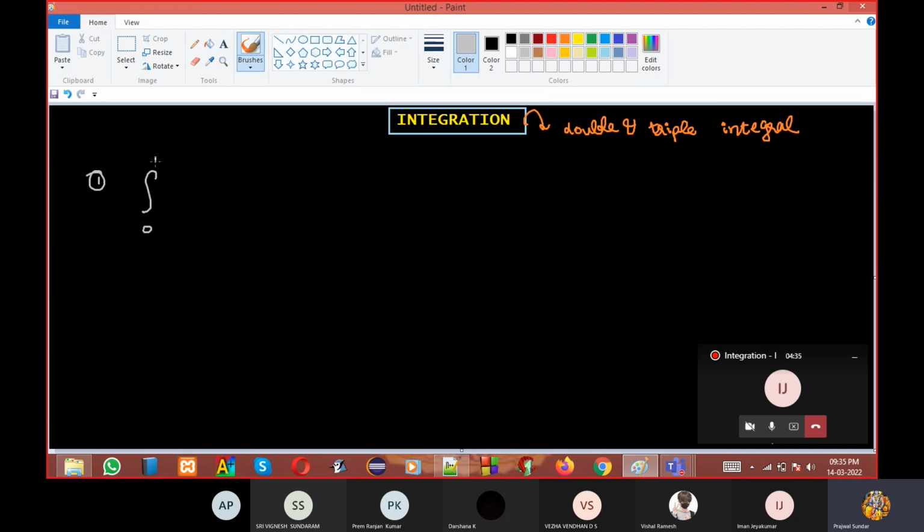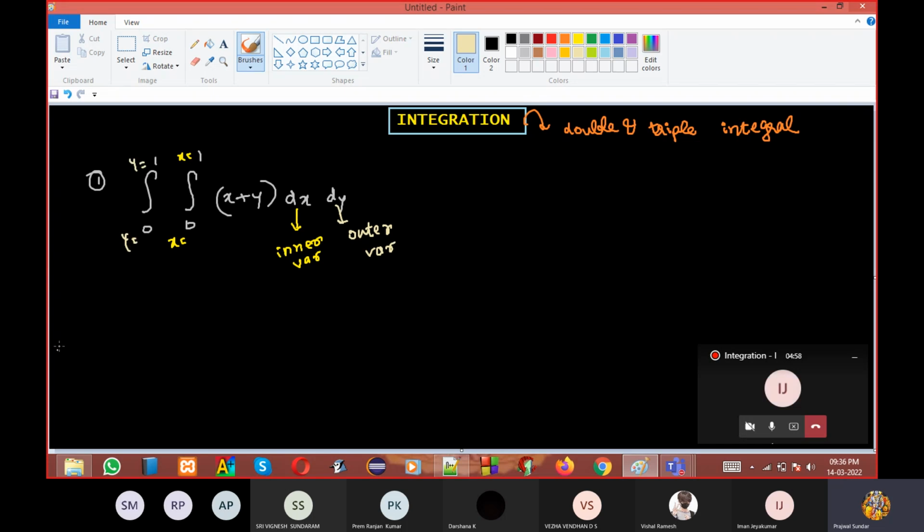So suppose I'm doing the integral from 0 to 1 of (x plus y) dx dy. What you should understand is that this is the inner integral, the inner variable. So these are the limits for the inner variable, remember that. And this is the outer variable. So these are the limits for the outer variable. And when you are integrating the inner variable, keep the outer variable constant. So while doing this integration, keep y constant. That's it. These are the rules, remember them and try to do it.